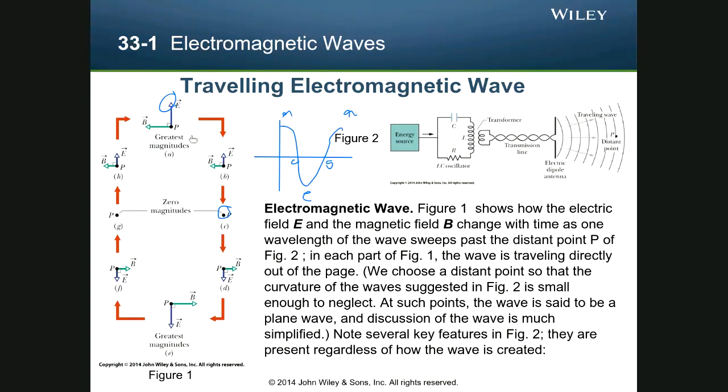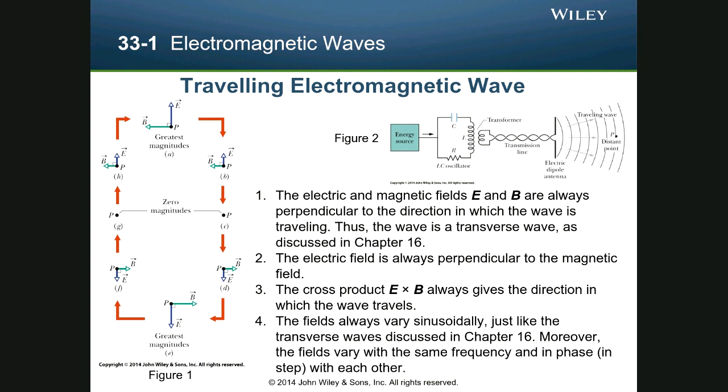What I want you to notice, though, is that E only changes in this vertical direction, right? And B only changes in this horizontal direction. And I want you to notice that even though they disappear here, the angle between them is always 90 degrees. Okay? And so we're going to notice that as we make some observations about our E and M waves.